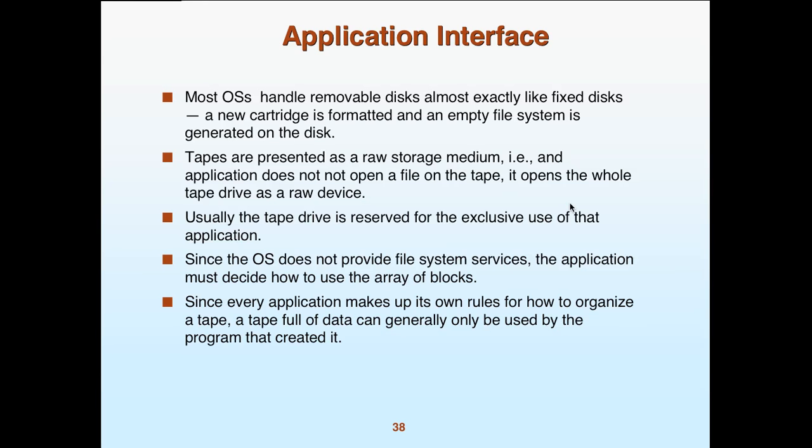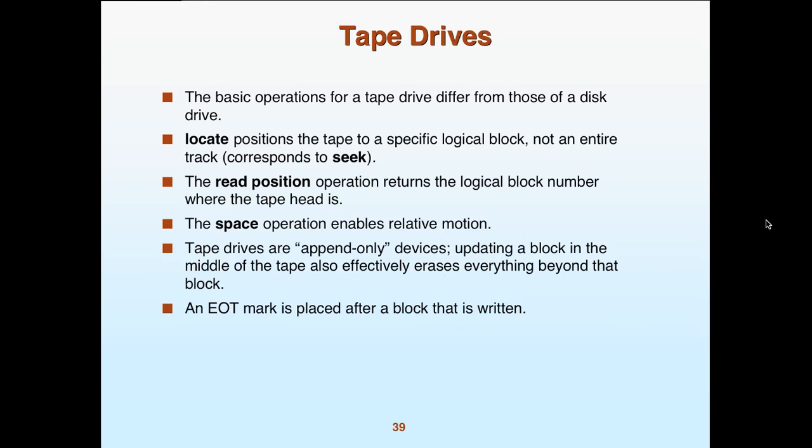So a new cartridge is formatted. An empty file system is generated on the disk itself. Tapes are presented as raw media storage, so I'm not going to talk about tapes. Since the operating system does not provide file system services, the application must decide how to use the blocks. So the applications pick up where the operating system left off and provide the ability to recognize that file and to use it somehow. I'm going to skip tape drives because we don't have them anymore on the market.